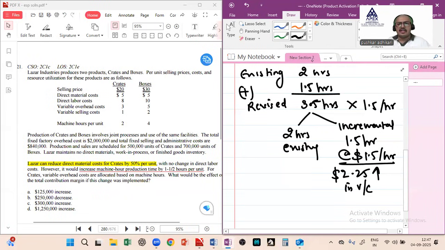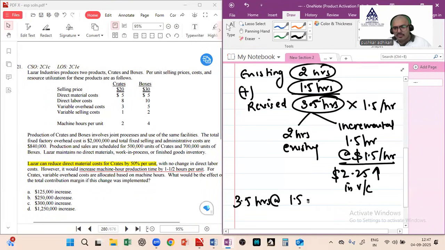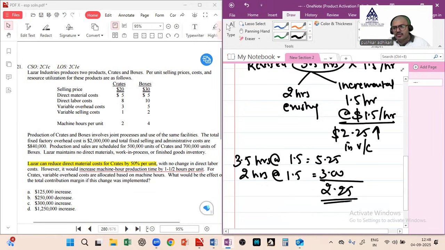How? Earlier, my work was getting done in 2 hours. Now I need this 1.5 hour extra, so now I need 3.5 hours. If I say that I need 3.5 hours at the rate of 1.5 per hour, 3.5 multiplied by 1.5, my bill comes to 5.25. But out of this, I was already footing a bill for 2 hours at the rate of 1.5, which is nothing but 3. So the extra was 2.25. This is the additional or the incremental cost that I have to incur.